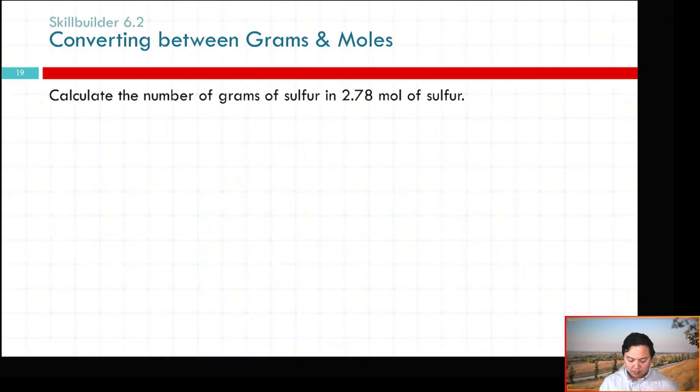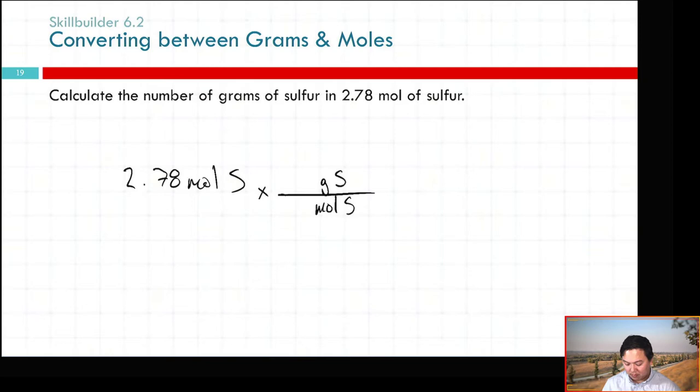So we'll do another one here, or we'll do the opposite, I should say. We're going to do 2.78 moles of sulfur, and we want to convert that into grams of sulfur. So even before we look up our conversion factor, we could already say that moles of sulfur is going to go on the bottom, grams of sulfur is going to go on the top. And so we know that on the periodic table, these are always grams per one mole. That's sort of implied, one mole. But 32.06 grams of sulfur is equal to one mole of sulfur.